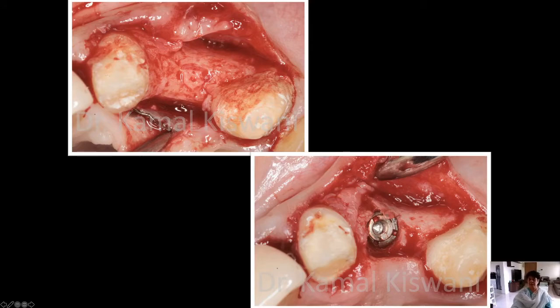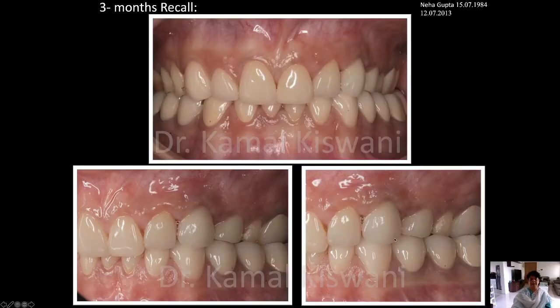Beautiful bone is made in four and a half months to place another implant. The buccal shield has been removed, and the palatal will be removed soon. And then the implant was placed, and he could complete the case with a good aesthetic result of canine replacement in a young girl.